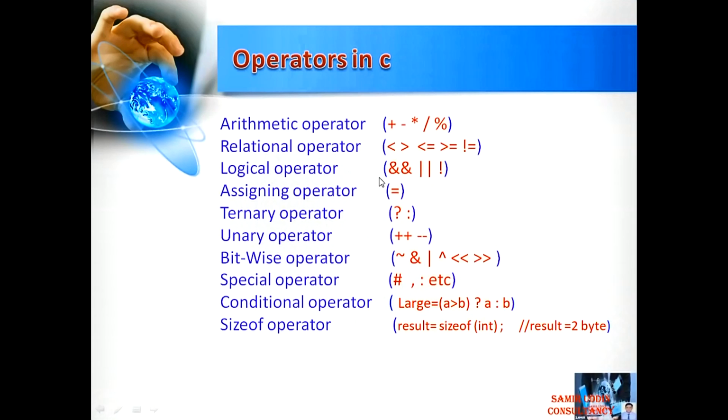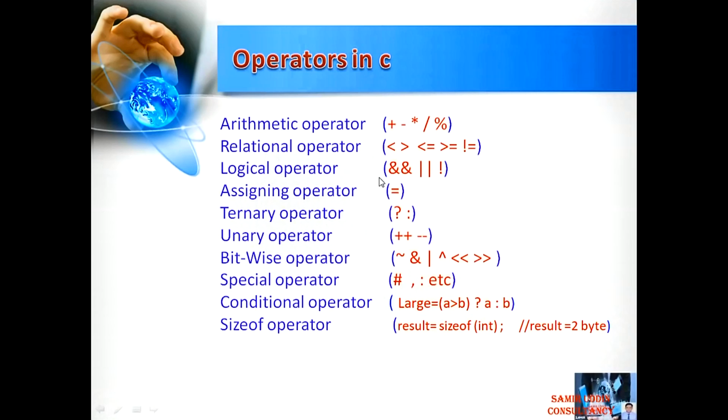Next is the bitwise operator. Bitwise operators perform operations at bit level, like bitwise AND, bitwise OR, bitwise XOR, etc. There are some special operators like hash, comma, semicolon, which we discussed earlier. Next is the conditional operator.